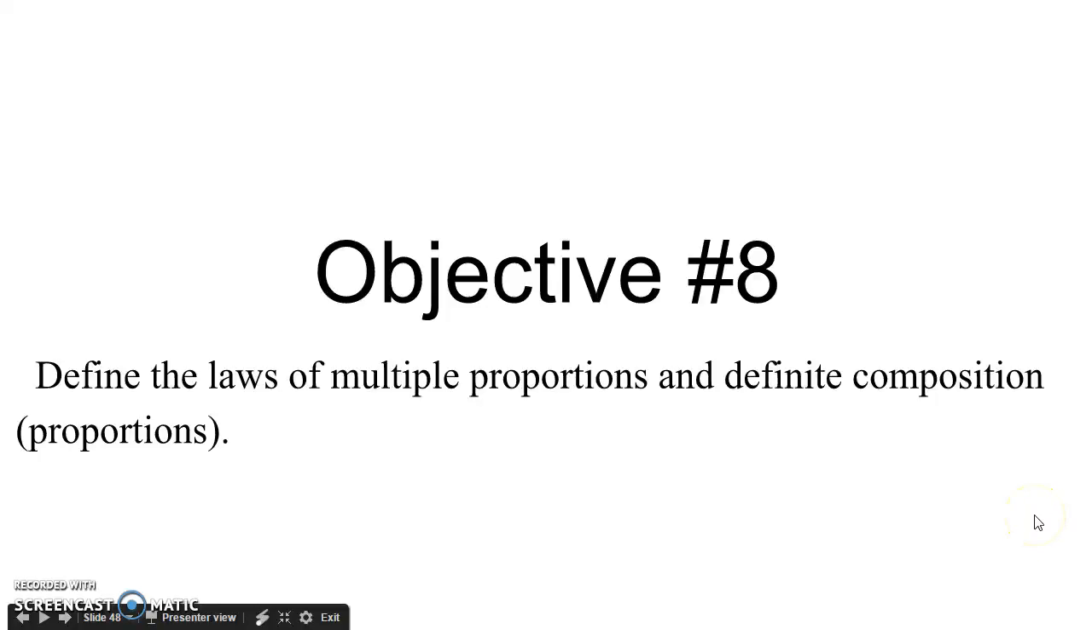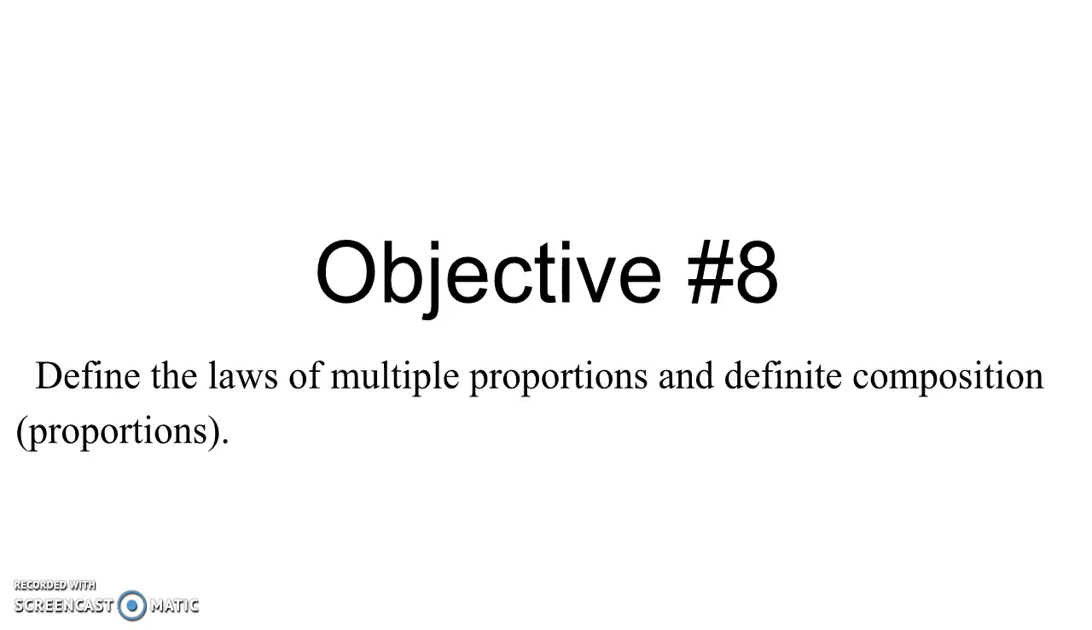So the last screencast for the nomenclature unit deals with objective number 8, defining the laws of multiple proportions and the laws of definite composition, also sometimes called definite proportions. These two laws are very similar to each other, and they can be very confusing when you're trying to decipher between them, but hopefully in the next few minutes you guys understand the differences between them.